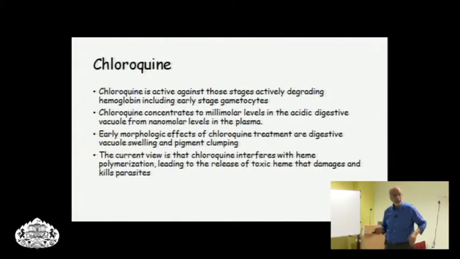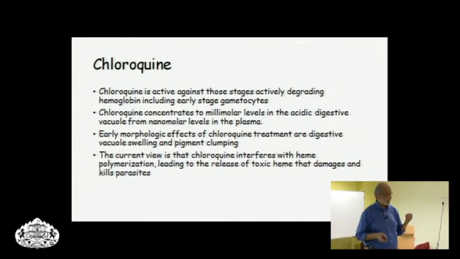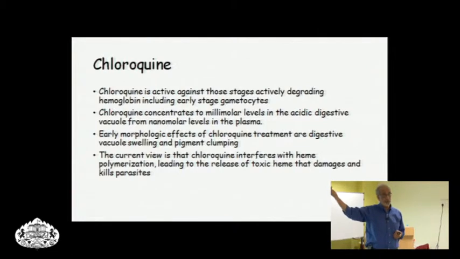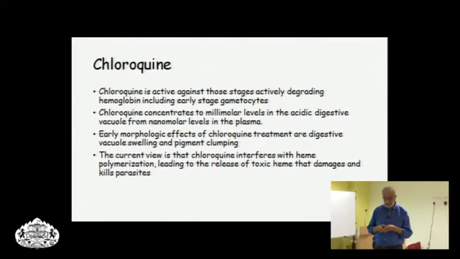Now, chloroquine actually gets concentrated at millimolar concentration inside the food vacuole. Chloroquine can get protonated. It has a nitrogen which can be protonated at two different places, so you can get diprotonation. Because the food vacuole is acidic, all this protonated chloroquine accumulates in there. So even if you have nanomolar concentration of chloroquine outside, it gets to be millimolar concentration in that food vacuole, and that's the reason the drug works the way it does.